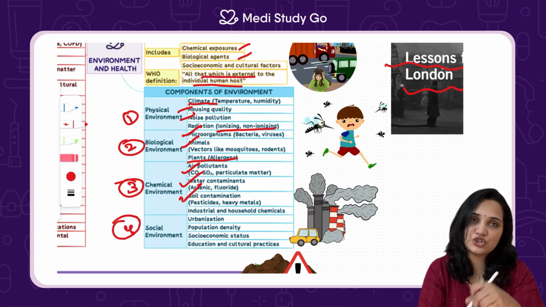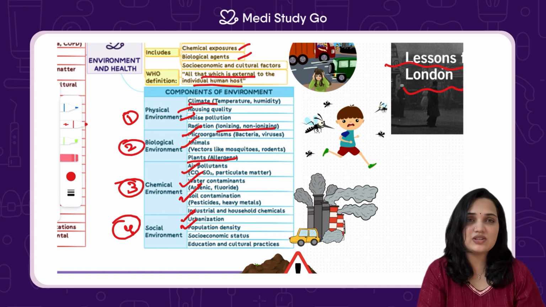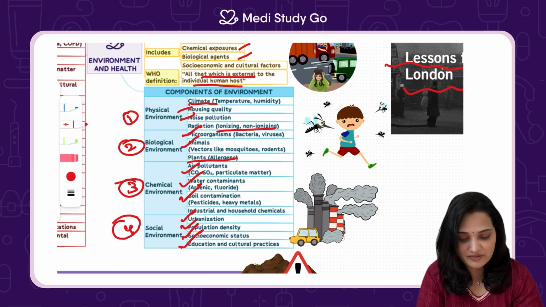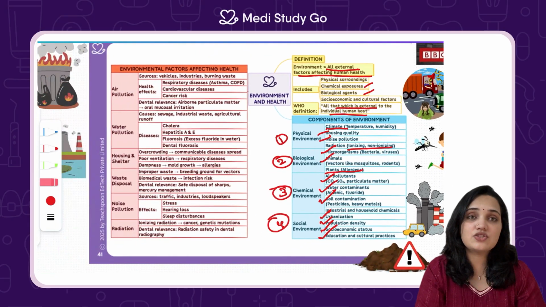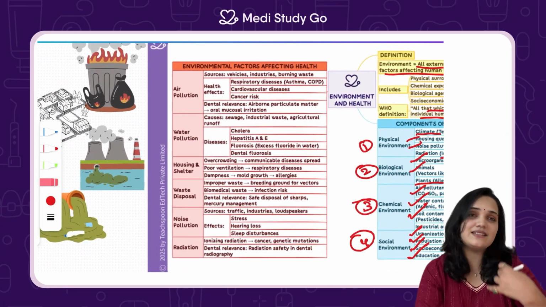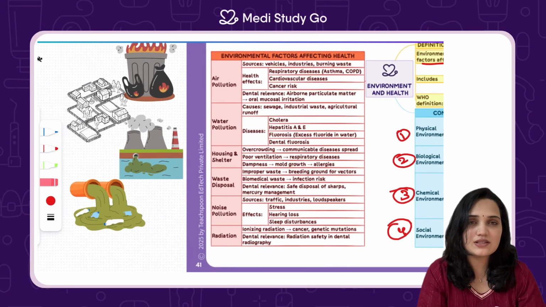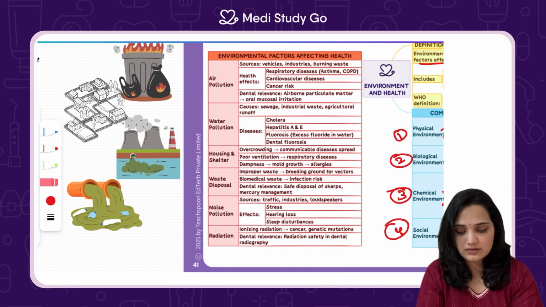Next, we have our social environment. The social environment includes factors like population density, urbanization, a person's socioeconomic status, their education, their cultural practices. All of these things also affect health. All these conditions strongly influence health behaviors, and the access that people have to healthcare is also affected by these conditions. Now let's look at some of the environmental factors that affect health.